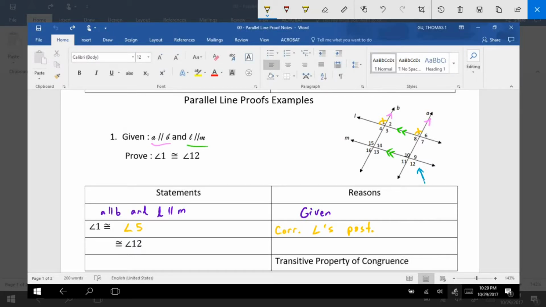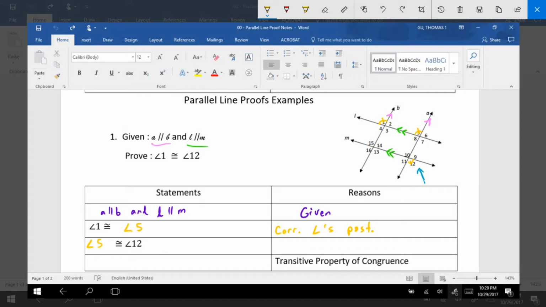Next, they're telling us that something is congruent to angle 12. Which one is congruent to angle 12? Well, right here, angle 5 is congruent to angle 12. And how did we get that? How do we see that angle 5 right here is congruent to angle 12 right here? Take a look at your notes, your definitions, and see which one it is.